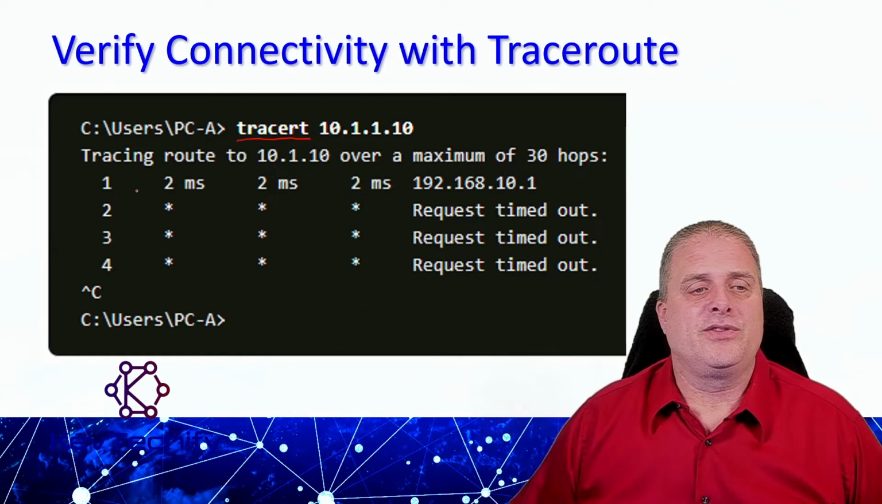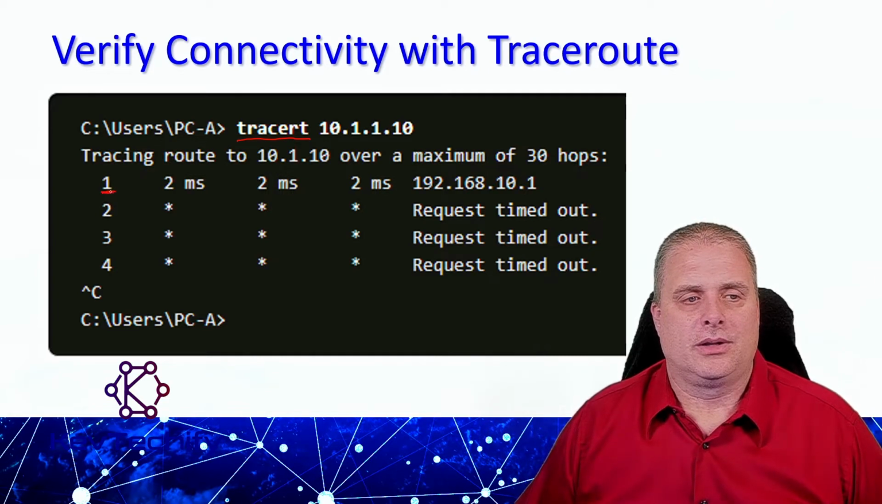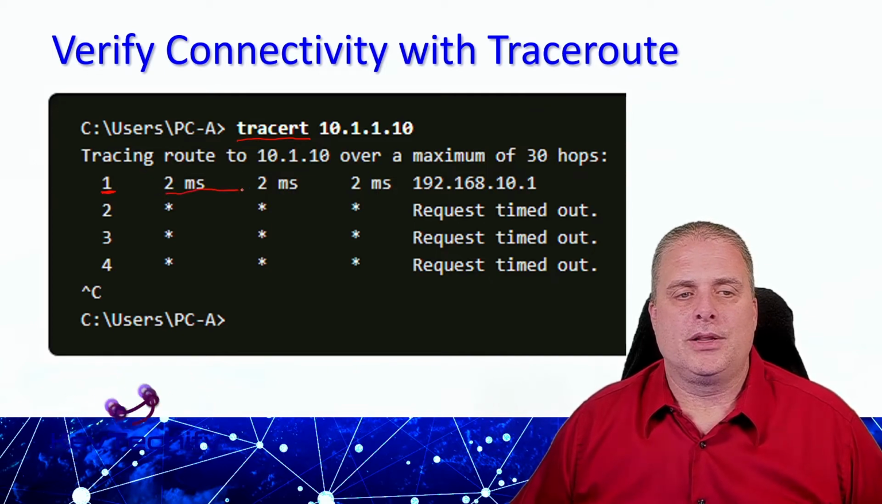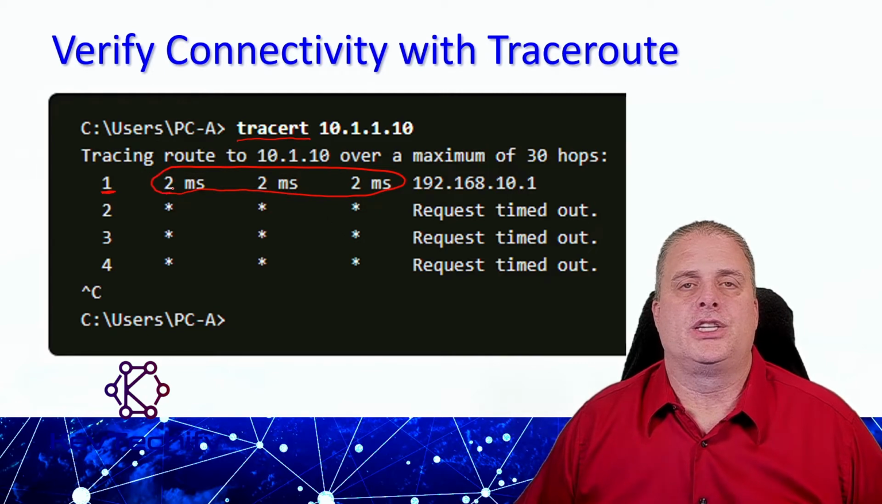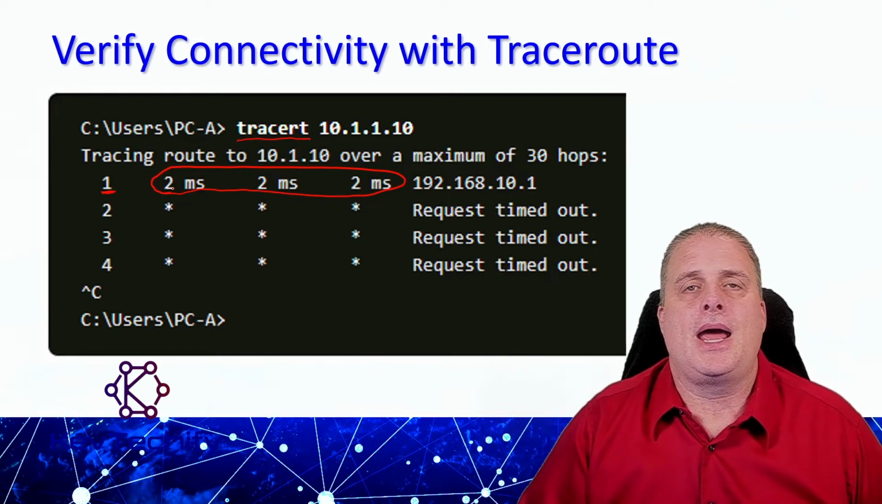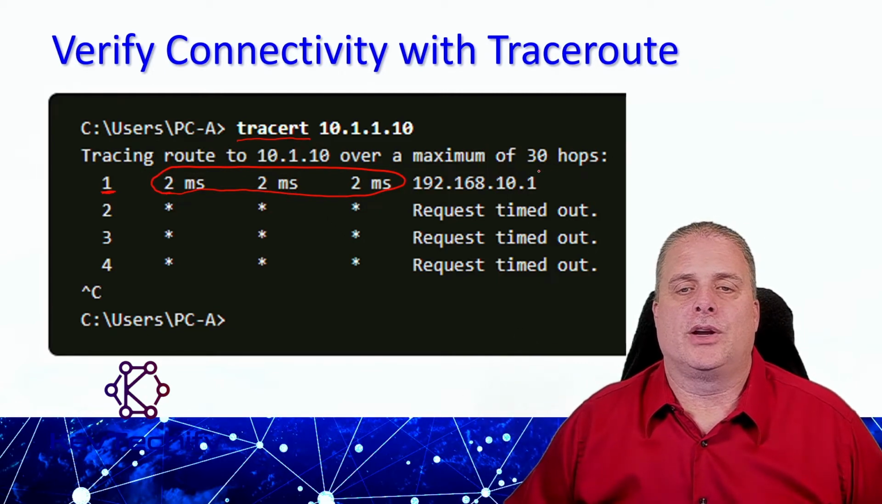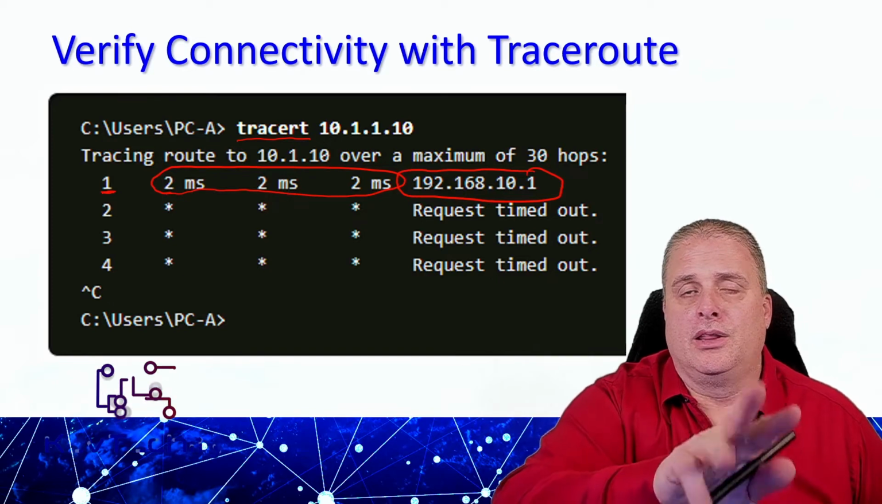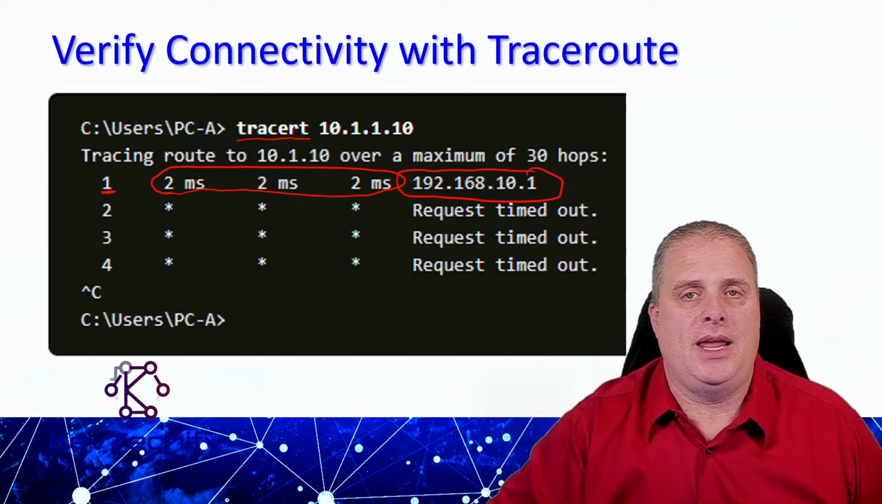A successful one comes back and says, okay, this is the first hop, number one in the first left column. Then the next 3 columns typically have milliseconds. That's how long it took the message to go to that first hop and come back. And then we have the IP address. A successful one will have all of these fields populated. It'll have times in the 3 middle columns. It'll have the IP address.